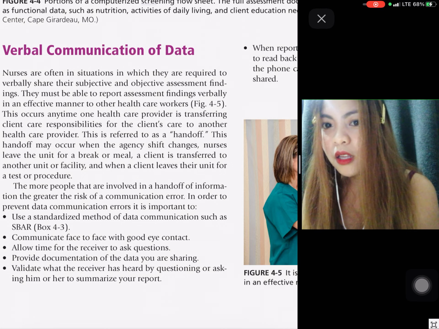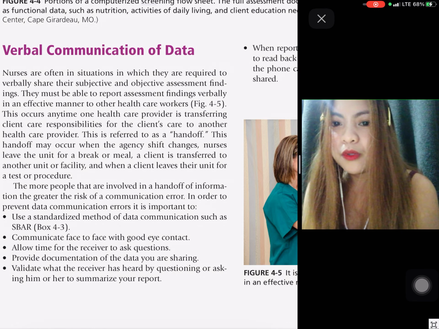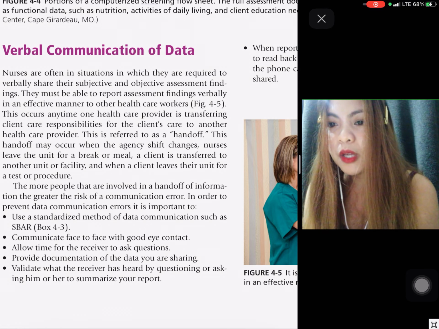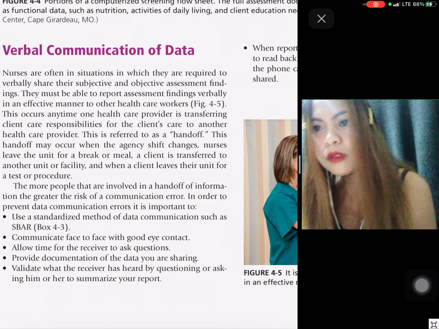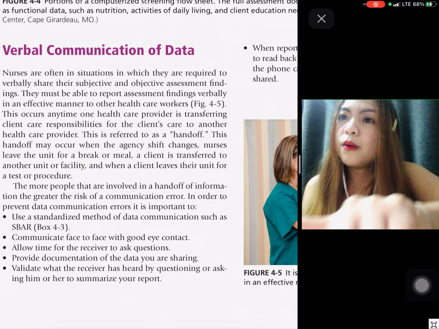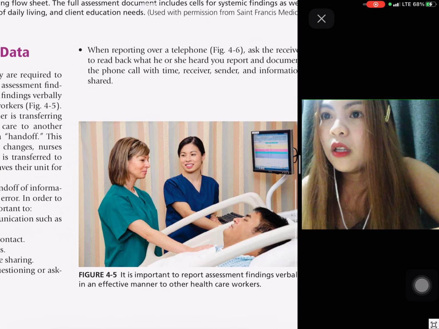So, validate what the receiver has heard by questioning or asking him or her to summarize your report. So, pwede mo siyang tanong or kapag naman pag mga telephone, yung endorsement nyo, ask the receiver to read back what she heard in your report, or document the phone call with time, receiver, sender, and information shared.